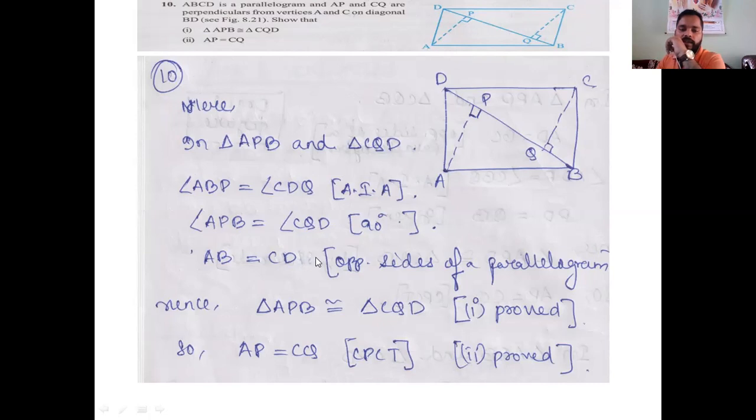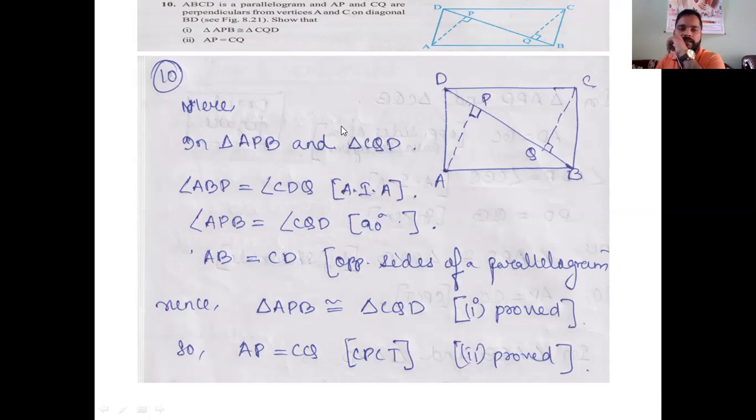So here we can use the angle-angle-side criterion to show that these two triangles are congruent. And if these two triangles are congruent, then we can show Roman numeral 2 also, that is AP is equal to CQ by CPCT. Okay, so both 1 and 2 are proved.